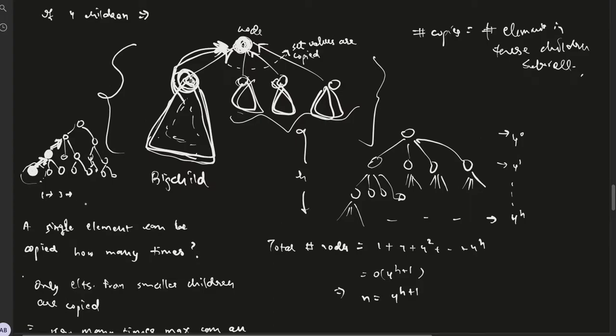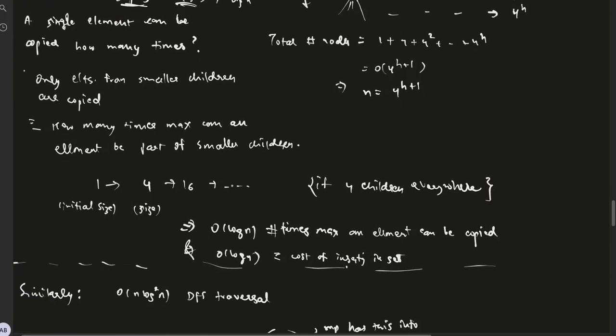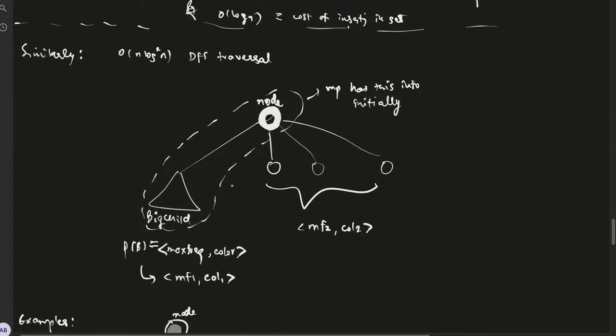So at least one child has to be greater than size 2, and the minimum size of this would be 4. If we carry on this way, we see that a single element can be copied at most log n number of times. Depending on the structure we use, the complexity of copying, let's say we are using a set, is itself log n. So for a single element, we need log squared n number of operations.